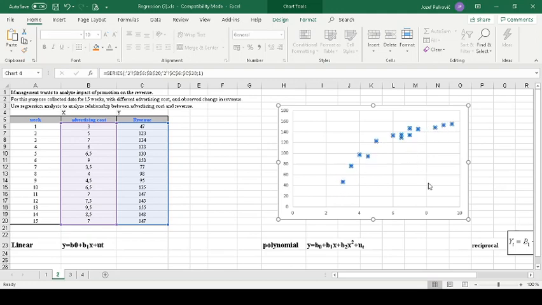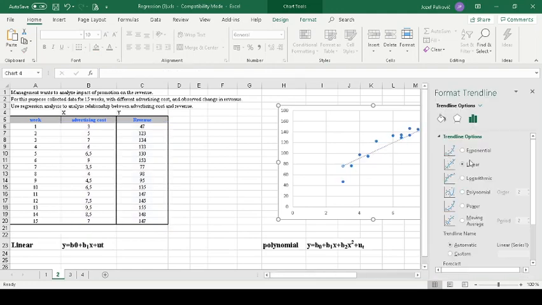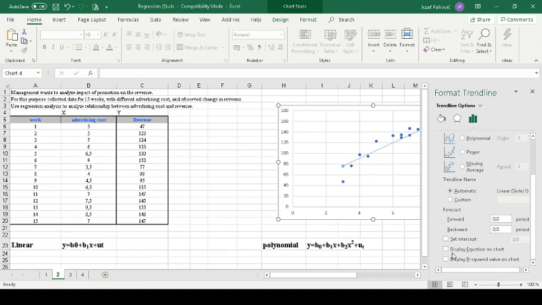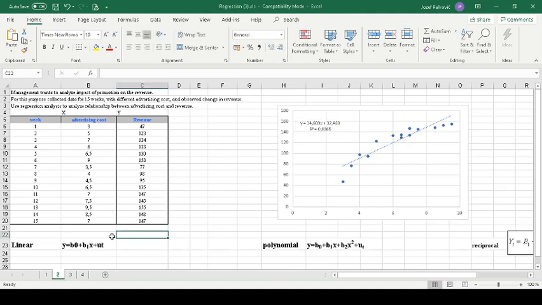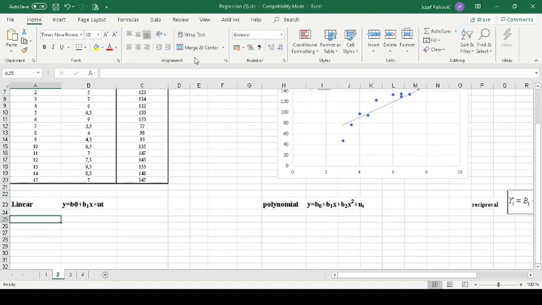If we apply a linear function, I will try to add a linear function. So add linear, display also R square and equation in chart. This would be the linear function estimated. So we could do the same in Excel using the ordinary least square method.